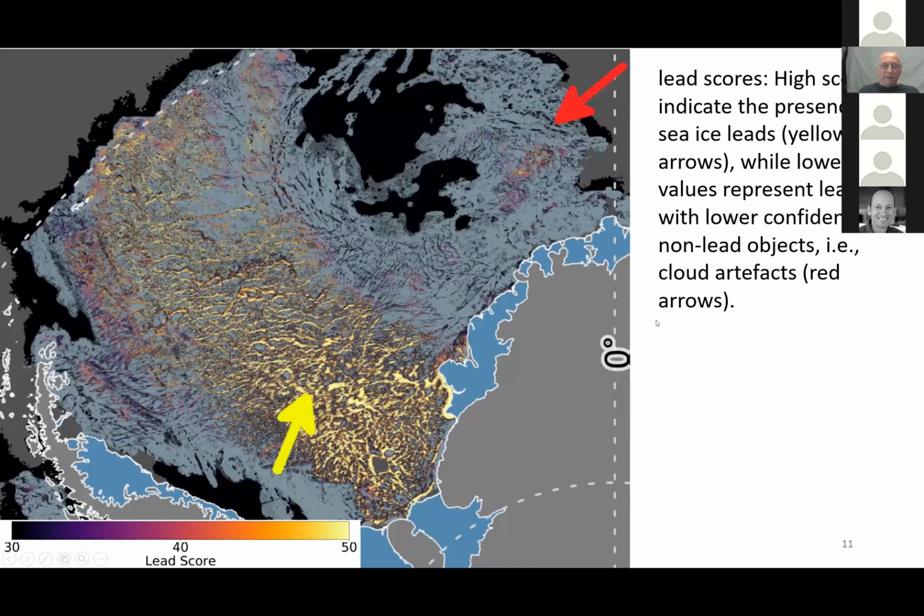And this is now the lead score, or the final product, which shows us again the same image as before, but now we have some uncertainty or certainty if the lead is available here in this region. You see the yellow, we have the highest lead score. Then we have areas where sea ice, the background again is the AMSR, but only dark colors, which are low lead score. That can also be cloud artifacts.